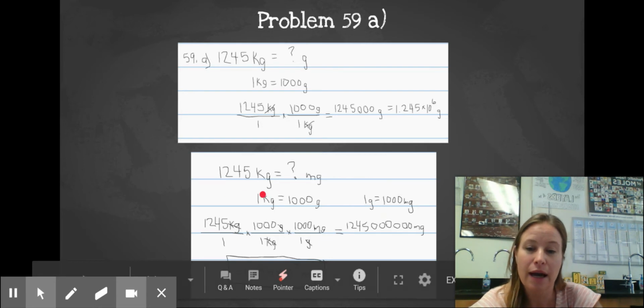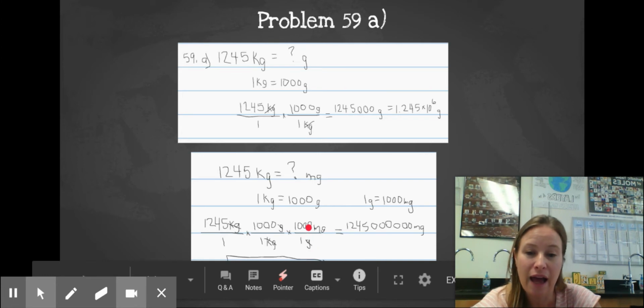And I have 1,245 kilograms. I want kilograms to cancel, so I'm going to take this and put it down below. I'm going to take my grams and put them up here. And then once the kilograms have canceled, I would be at grams. So I want to put grams down below and my final unit that I'm trying to end up with on the top. And I'm going to take this 1,000 milligrams, plug that in there, take my 1 gram, plug it in there.